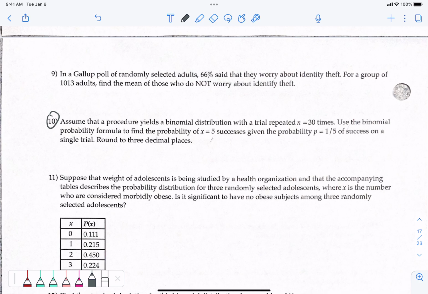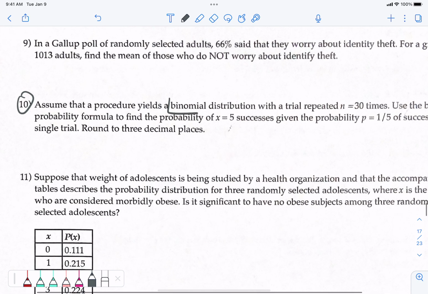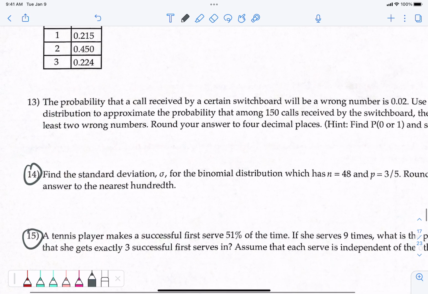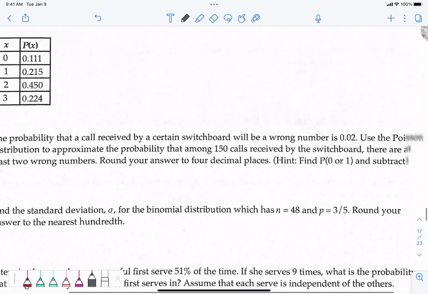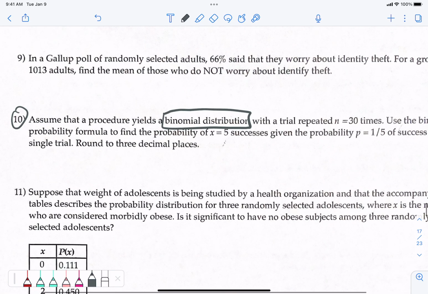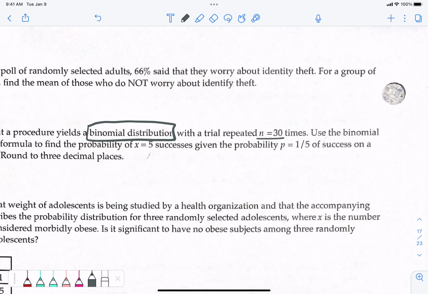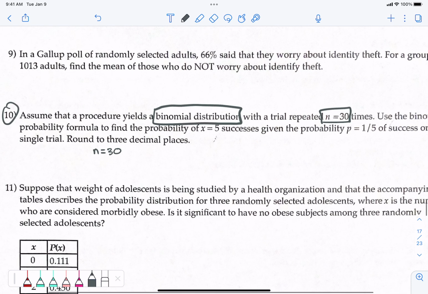Here we go. Assume that a procedure yields a binomial distribution. Okay? So we're still in section 5.2, binomial, right? We get to a point where we start talking about the Poisson distribution, that's like section 5.3. We're still in binomial. So it says, with the repeated trial of n equals 30, I'm going to write that down over here so I don't have to reread it. n equals 30, 30 trials. Use the binomial probability formula.